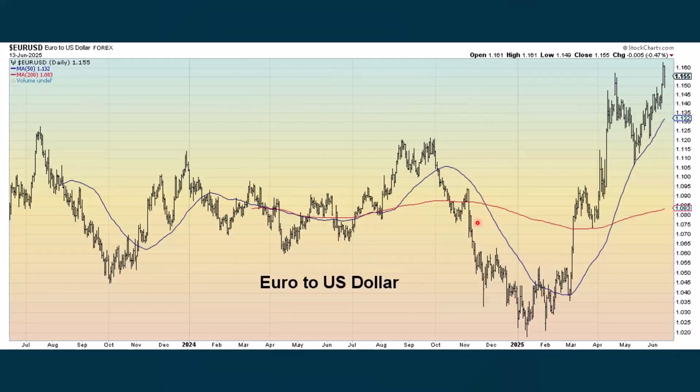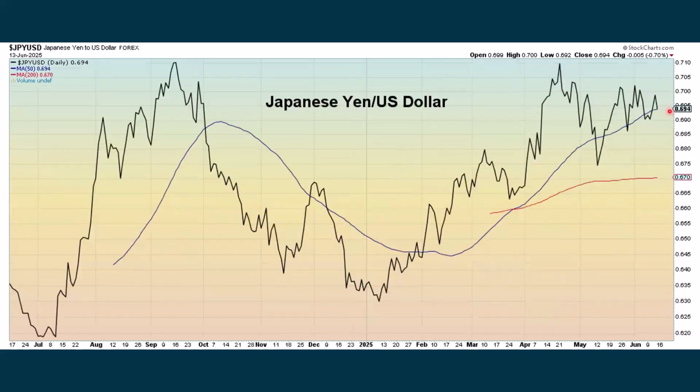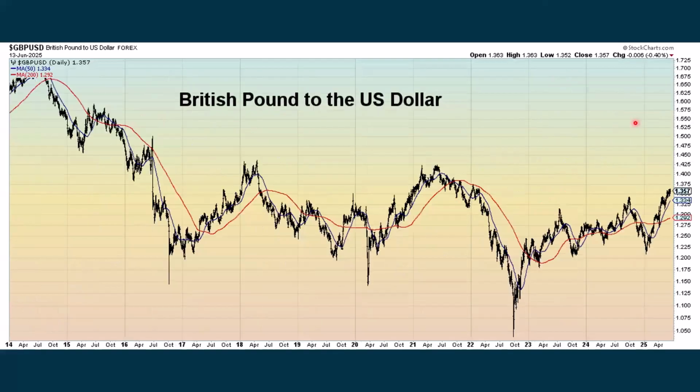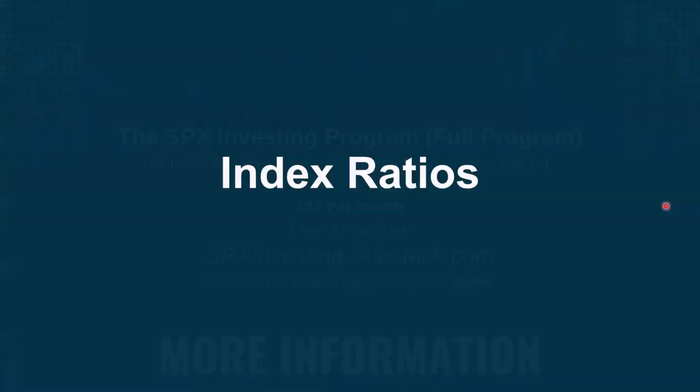Then I break these out into individual charts. This is the euro against the dollar. This is the yen against the dollar. Not quite as strong lately, but still in an uptrend compared to the dollar. And then the British pound, which has been going up compared to the dollar.